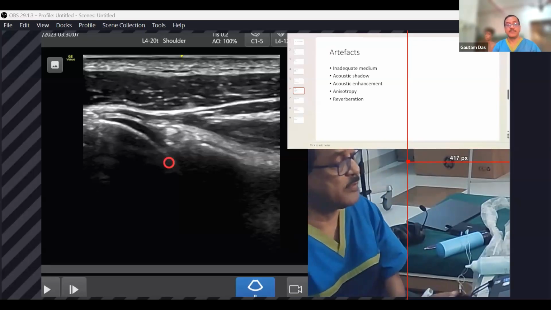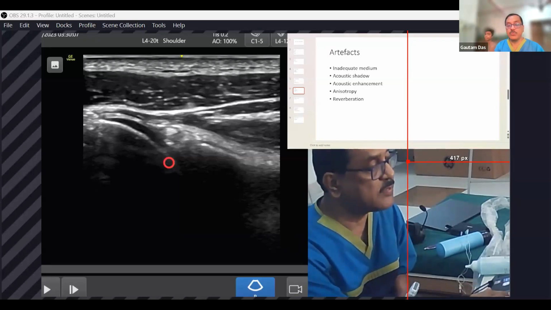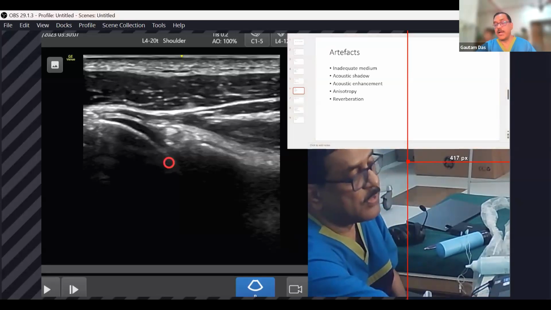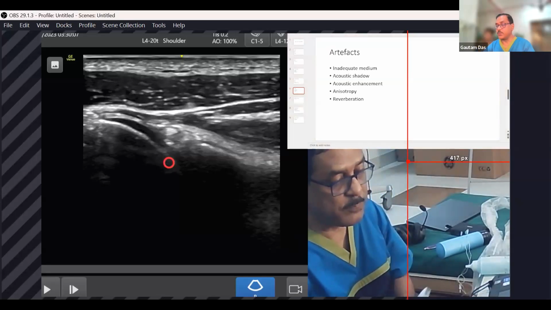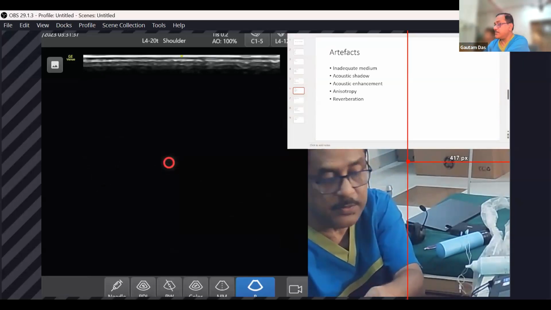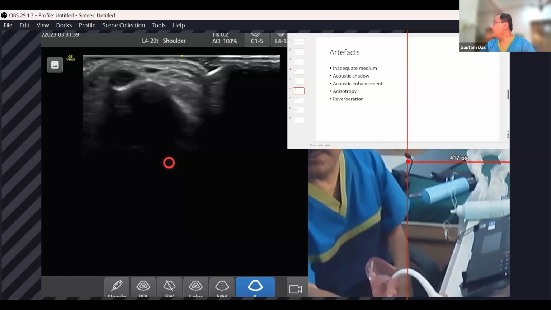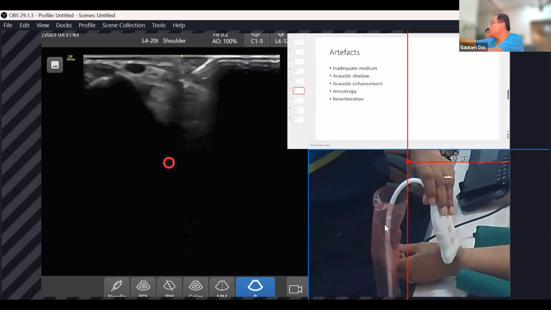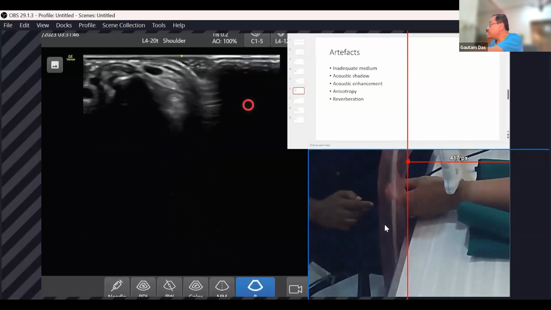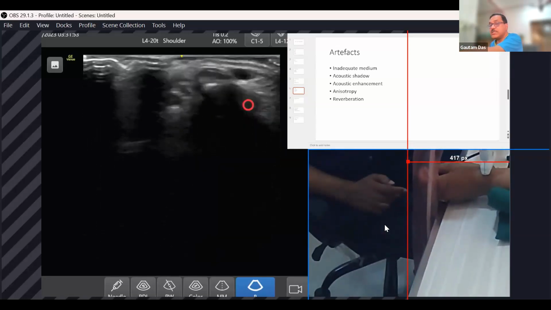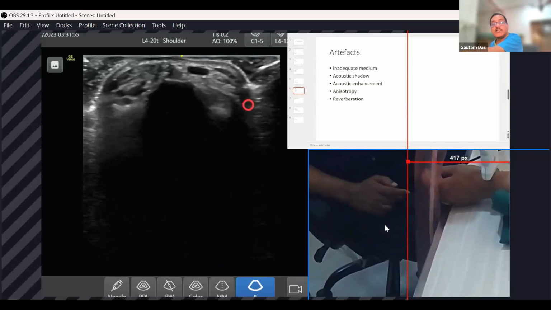Next is your artifact. So what is artifact? I'll be showing you the different kinds of artifact, and sometimes we are utilizing them. Suppose you are holding it, and see here, I am seeing only half of the screen. This side of the screen is not visible. Why? Because I'm not holding it properly and I have not put the jelly. So this is one of the artifacts: inadequate medium. I have not given good jelly, and I am not holding it properly.